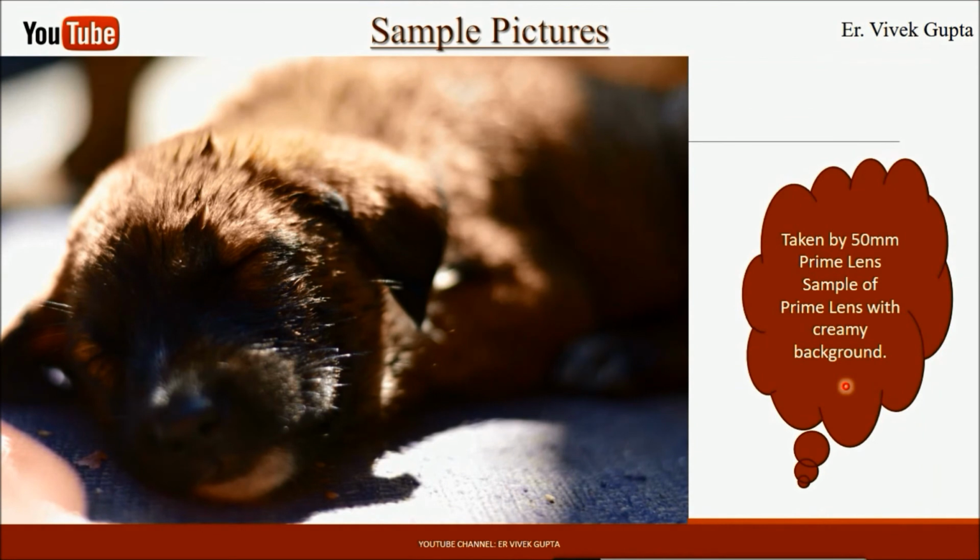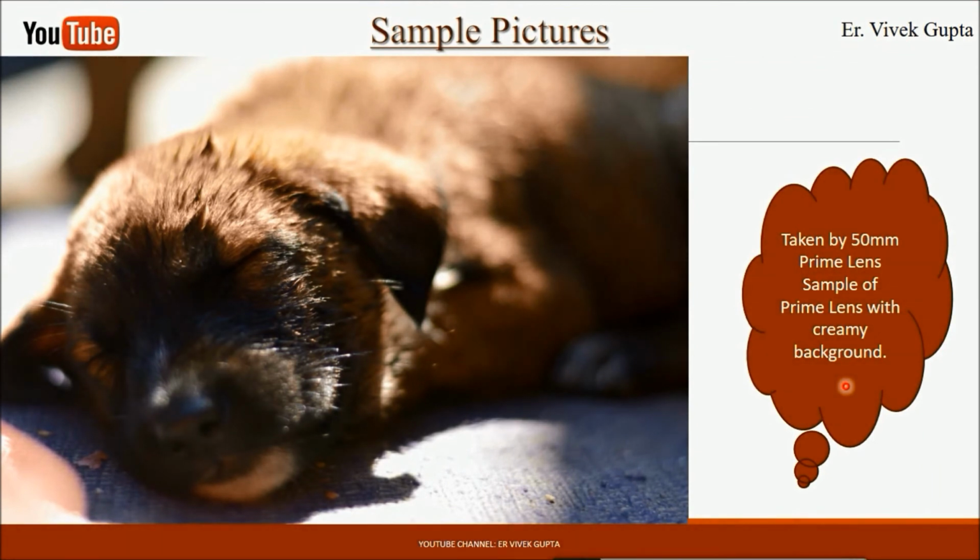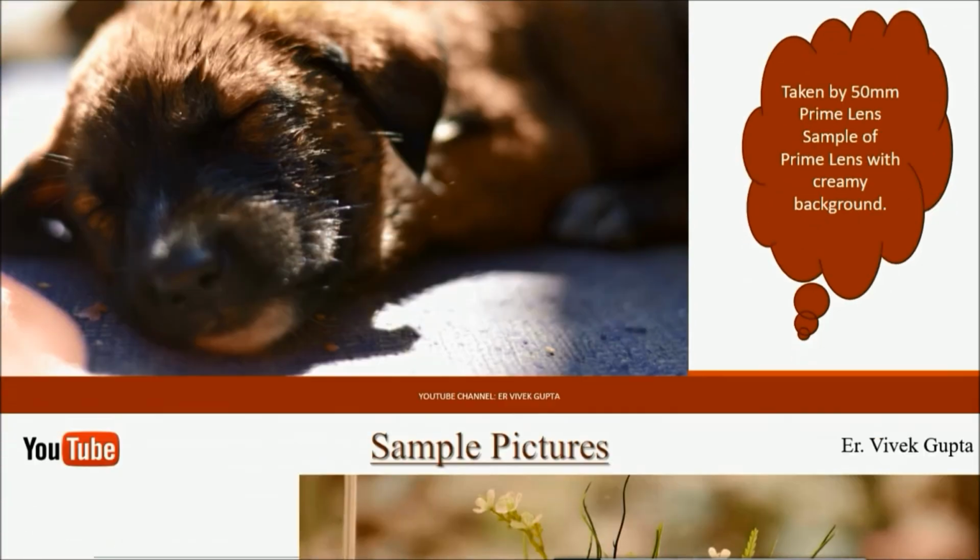Then this picture is captured by a prime lens. I have a 50 mm prime lens, so this picture I have captured using a 50 mm prime lens. And as you can see, the bokeh effect is very creamy and the object is showing very clear. So these types of effects can be captured using a prime lens.